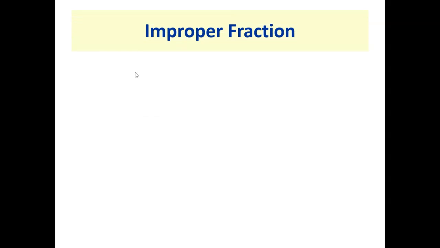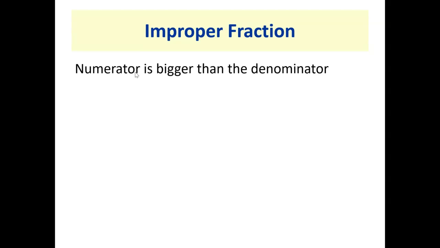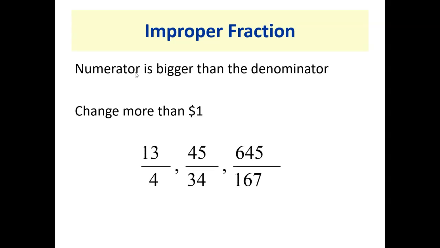Improper fraction is our second one. Whenever your numerator is bigger than the denominator, we call it an improper fraction. In this case, it's only a change, but it's more than $1. Here are the examples: 13 over 4, 45 over 34, 645 over 167. So if you put them in the calculator, you're probably going to see something like 4.75, 8.12, meaning they're always more than $1. So it's only a change, but we're not able to see how many dollar bills are hidden for an improper fraction.